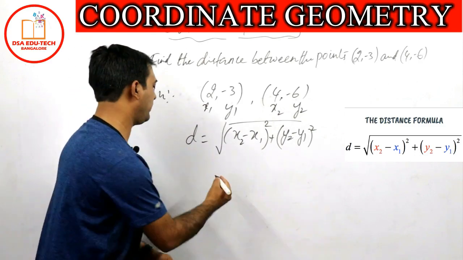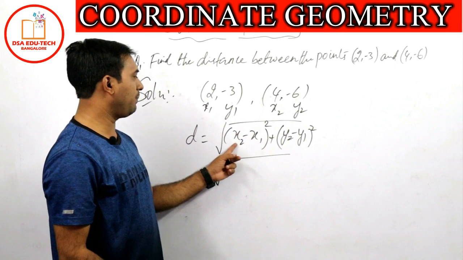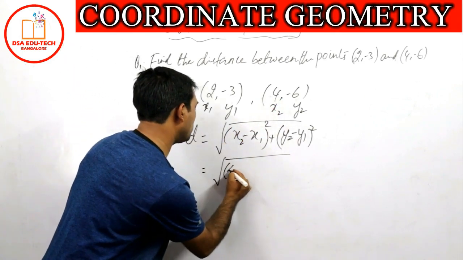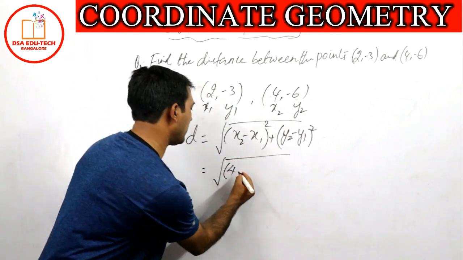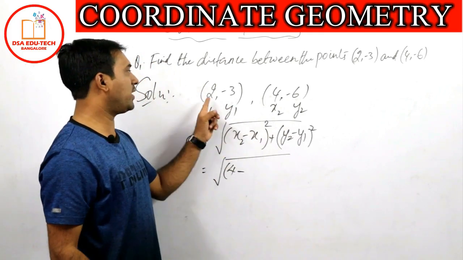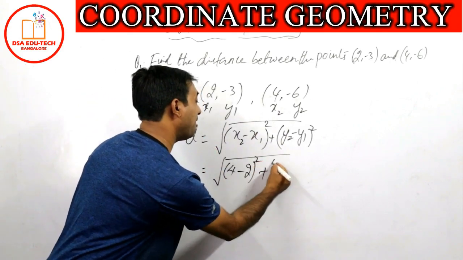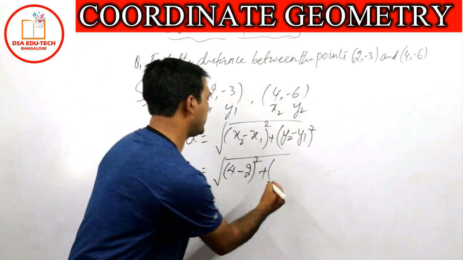You can solve it. So root will remain as it is. We are going to replace x2. What is x2? 4. So instead of x2 I am going to write 4 minus x1. So minus will remain as it is. What is x1? 2. So I wrote 2 whole square plus y2. What is y2 here? Minus 6.